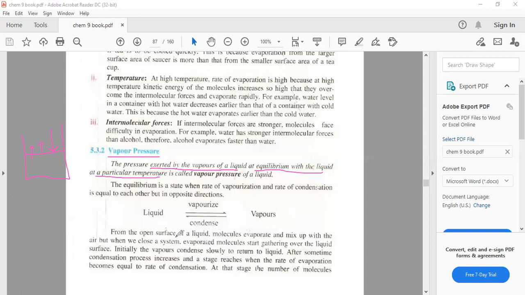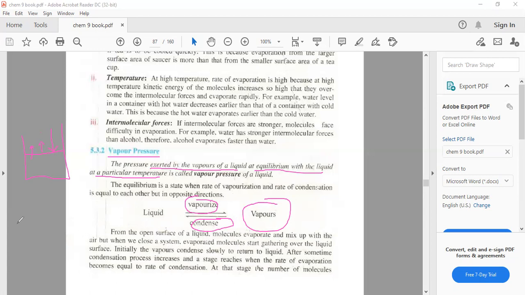Vapor pressure is basically that state in which the rate of vaporization is equal to the rate of condensation. Liquid vaporizes, converting into vapors, and vapors condense back into liquid by condensation. When the rate of these two processes, vaporization and condensation, is equal, then we define that as the vapor pressure of that liquid.